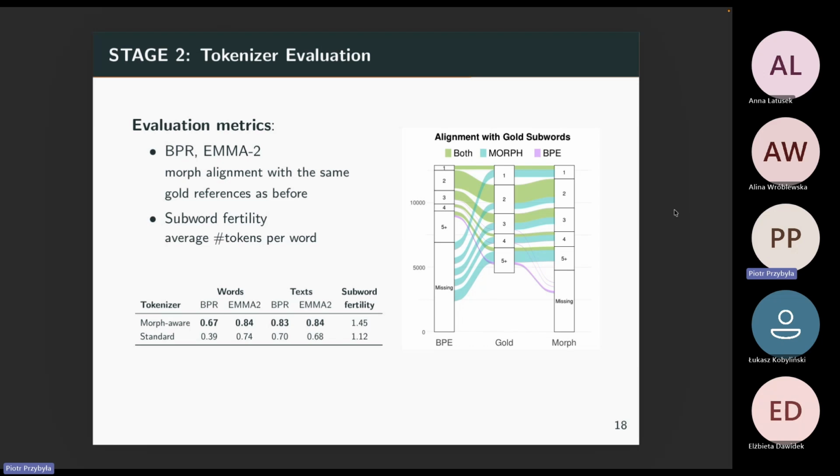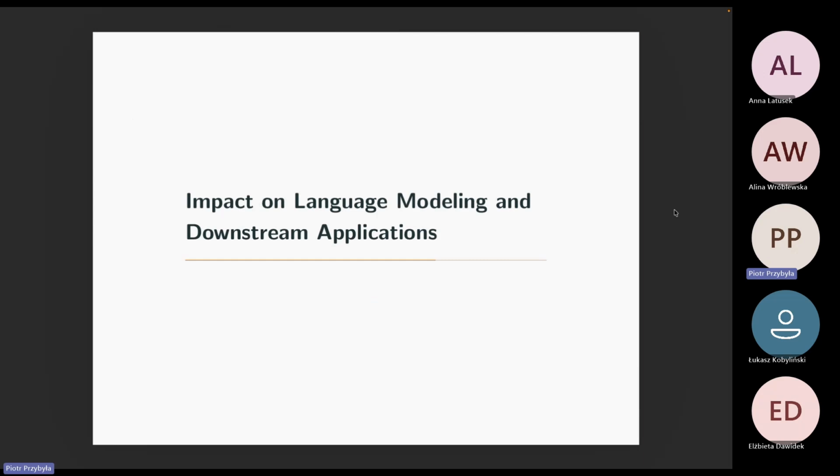And the purple line says how many morphs were true for BPE, but were not true for morphology tokenizer, right? So these are real failures where the automatic statistical method works better than what we did. And this is like a very thin line here. Right? So there's very few of them, and mostly in this 5+ category. Okay, so it works. So that would actually help with language modeling.